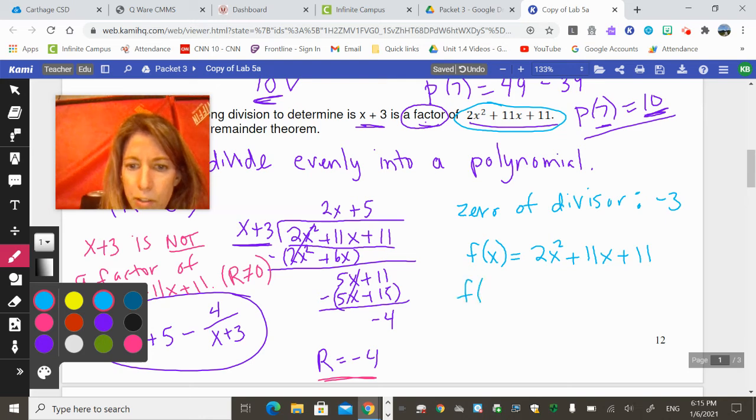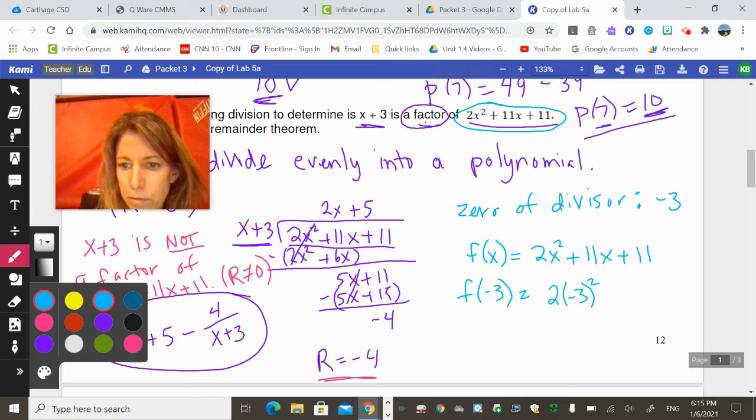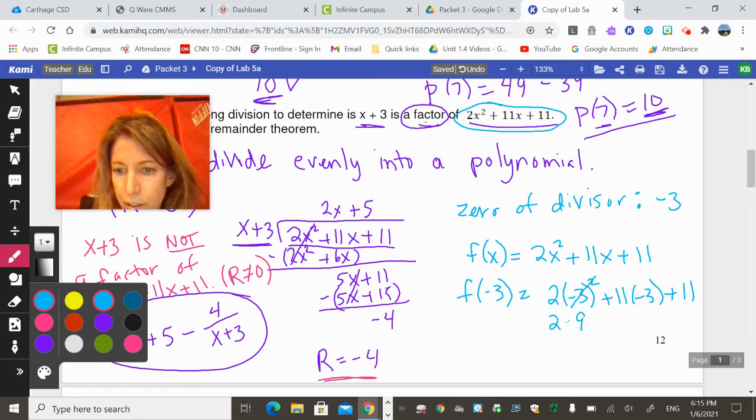So if I use the zero of my divisor as an input and evaluate this, make sure you're using order of operations, or you can just type this whole thing into a scientific calculator. I would have to do exponents first, so this would be 2 times 9. Okay, 2 times 9 plus, I can multiply these, that would give me minus 33, plus 11. So that would be 18 minus 33 plus 11.